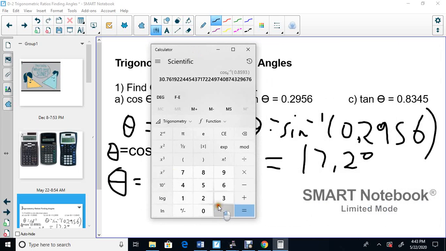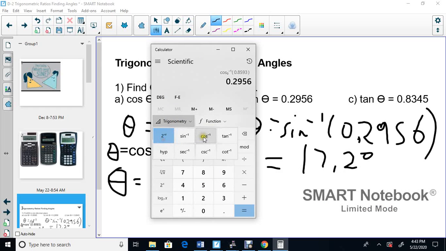And if you're on this type of calculator, you have to put 0.2956, and then you go second. Oh, you still got to go second sine -1, and it doesn't give you the same answer. Let's try that again.